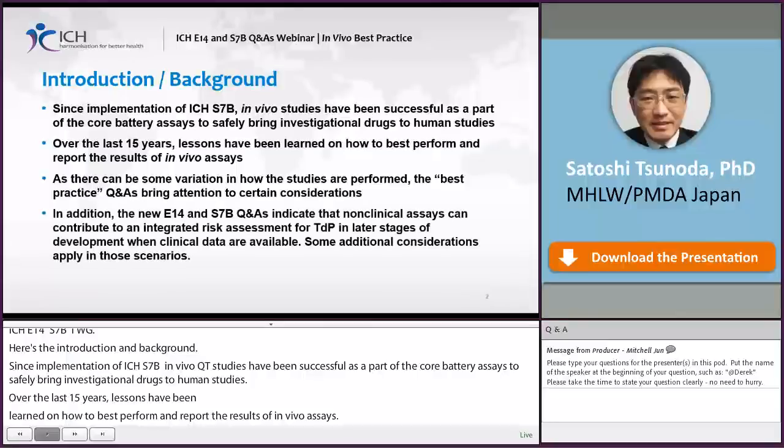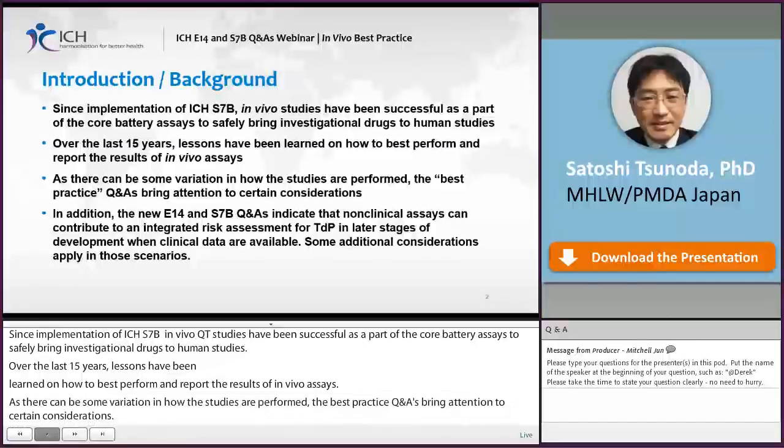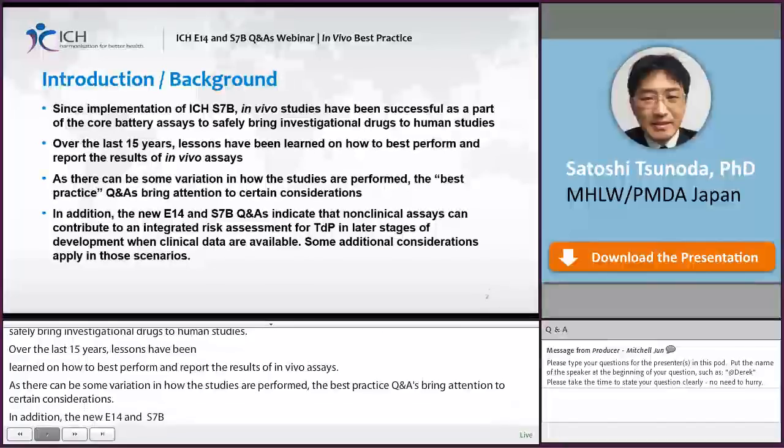In addition, the new E14 and S7B Q&As indicate that non-clinical assays can contribute to an integrated risk assessment for TdP in later stages of development when clinical data are available. Some additional considerations apply in those scenarios.